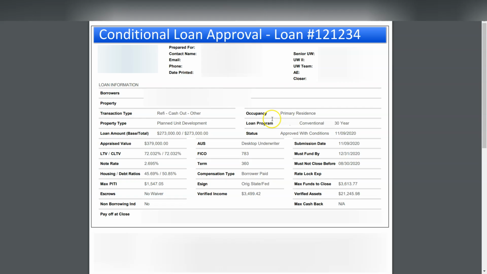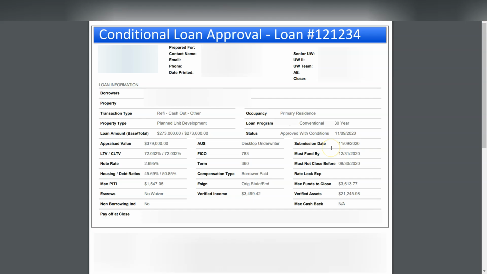All the way on the top, we're going to see the occupancy. So in this case, this is a primary residence, which means that the borrower is going to live in the home. It doesn't say second home or investment home. So occupancy, primary residence. The loan program, this is a conventional 30-year fixed mortgage. Status, it's approved with conditions, and it has the date in which it was approved.